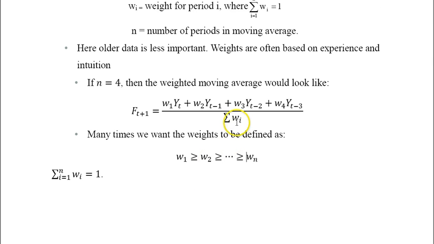Of course, if they didn't add up to 1, using this sum of Wi in the denominator would take care of that, because W1 over this would be my new W1, and so they would all add up to 1.